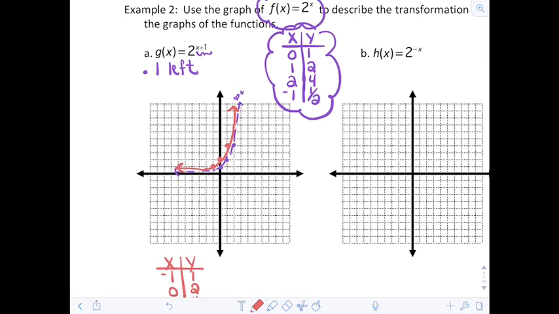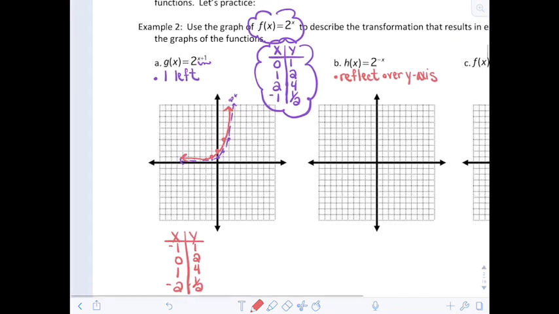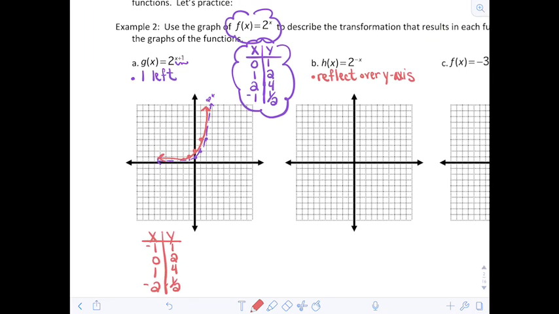Okay, let's look at b. H of x is 2 to the negative x. So with the negative x, when I make the x from positive to negative or negative to positive, this is going to reflect over the y-axis. So as I reflect over the y-axis, I know that my ordered pairs are going to change.